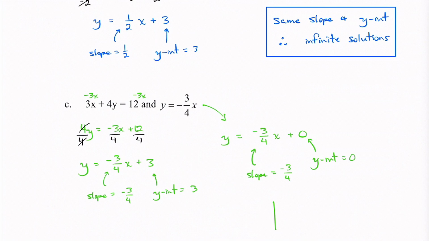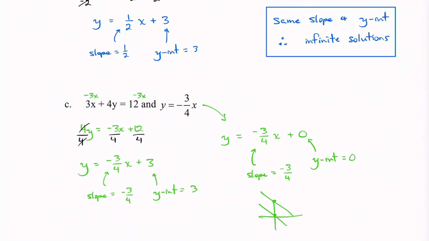So if I just drew a quick graph of this, we're going to have one where it's going like this, and then another line where it's going like this, and they have different y-intercepts. One's here, and they have the same slope. So we can see those two lines, they never cross.